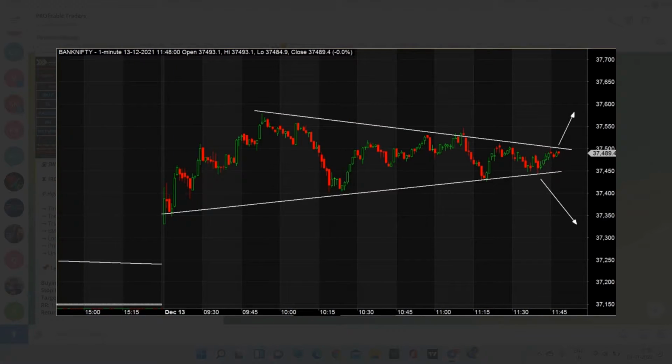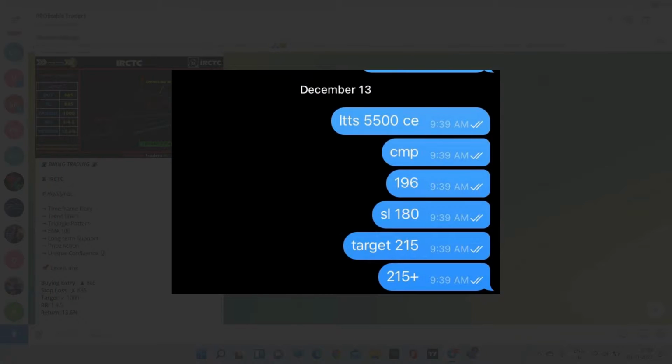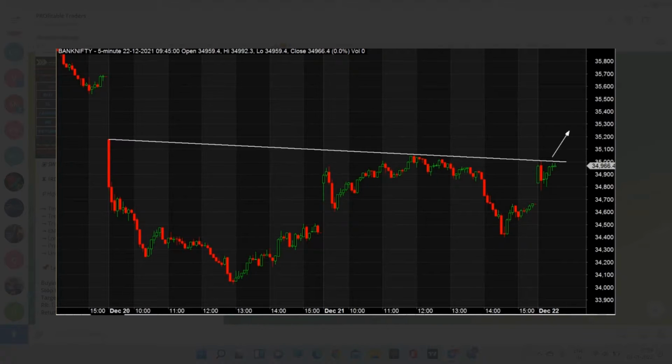We share these setups, and this is a previous photo of what you saw in the next one. You see Bank Nifty broke the support, and it eventually fell down. If you had taken this trade, which we alerted you to, you would have made a good chunk of profit. And this is a Bank Nifty 5-minute chart, wherein the expected move of Bank Nifty was a breakout on the upside after breaking the resistance.